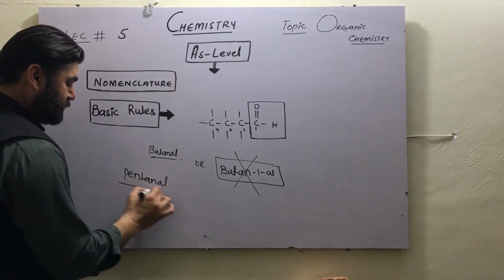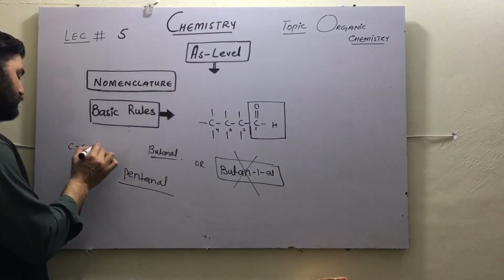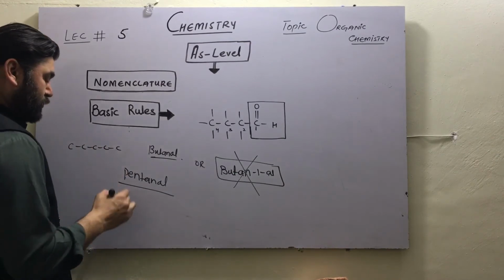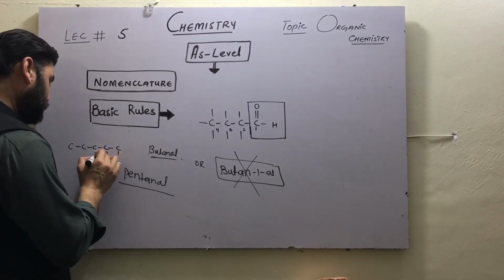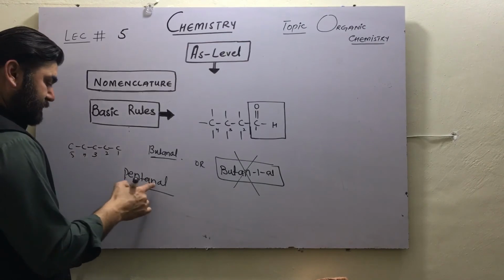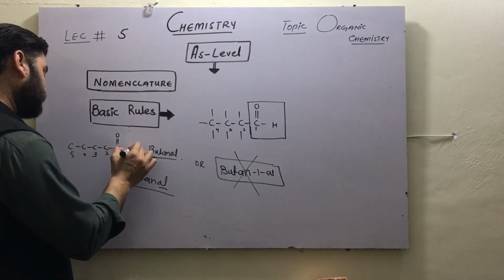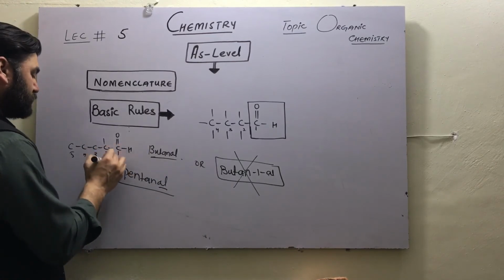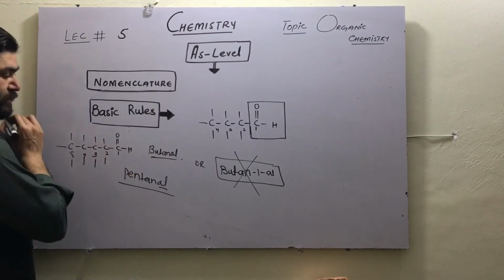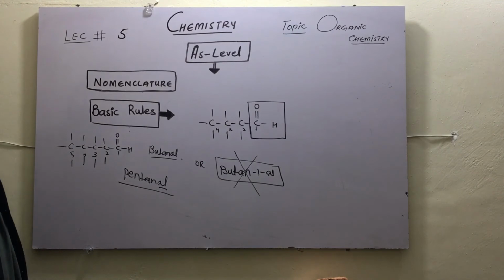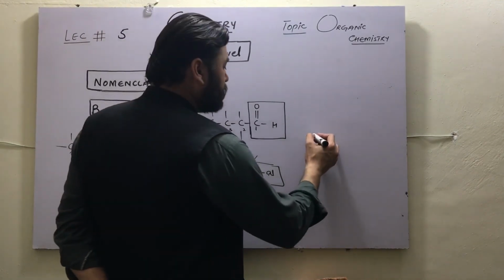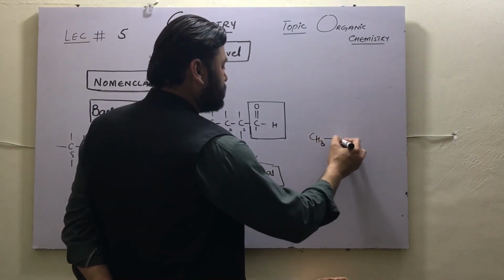Suppose pentanal is there. So pent means 1, 2, 3, 4, 5. So we will start numbering from there, 1, 2, 3, 4, 5. So pentane, with al meaning aldehyde. So you will add al to this, and start numbering from 1, 2, 3, 4, 5, 6, 7, 8, 9, 10 and so on. This is pentanal.